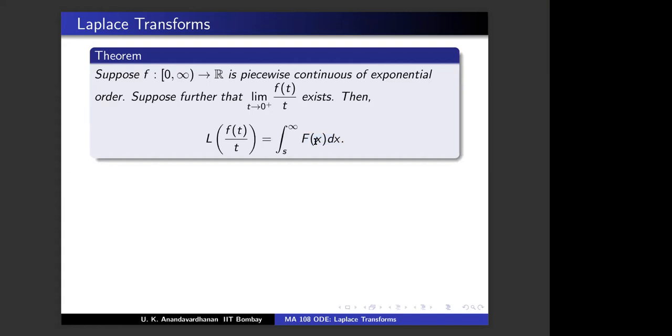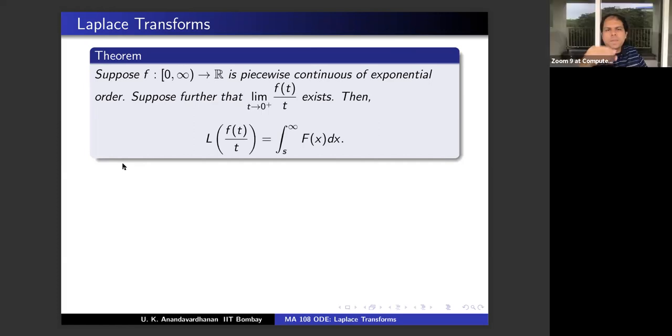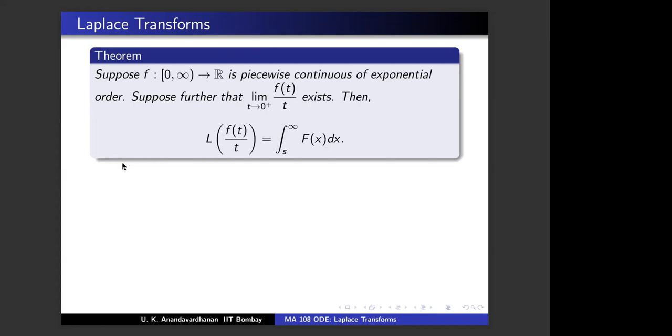Why did you choose the limit as t tends to 0 plus of f of t by t exists? That comes in the proof, I think. We will see the proof. Okay, you need that assumption. Okay, so let's see the proof.